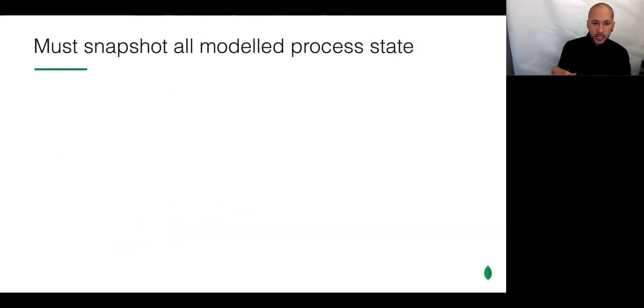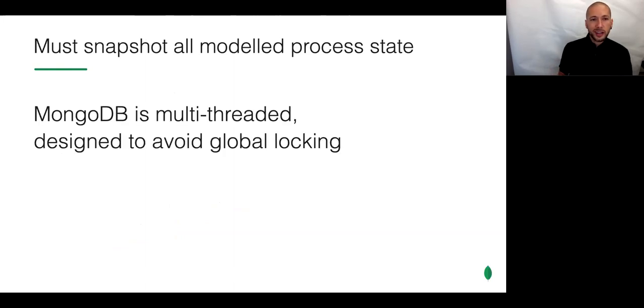The first of these is that we have to snapshot all of the modeled state within one of the nodes in order to log it every time it does a state transition. But MongoDB is highly concurrent, it's multi-threaded, it's designed to avoid global logging. As a result, it took us a month to figure out how to use locks and MVCC to get a consistent snapshot of the values that we needed to log.